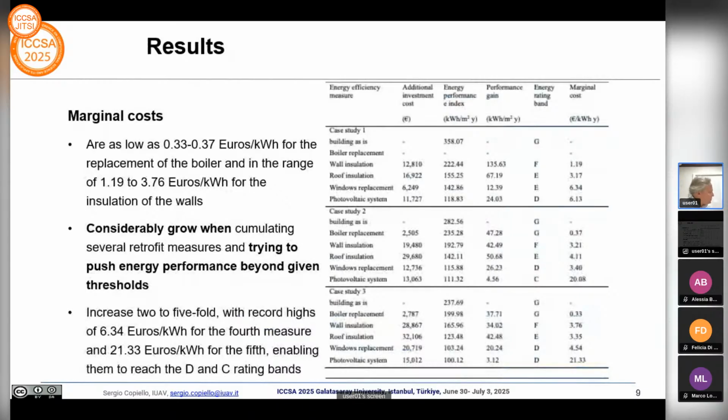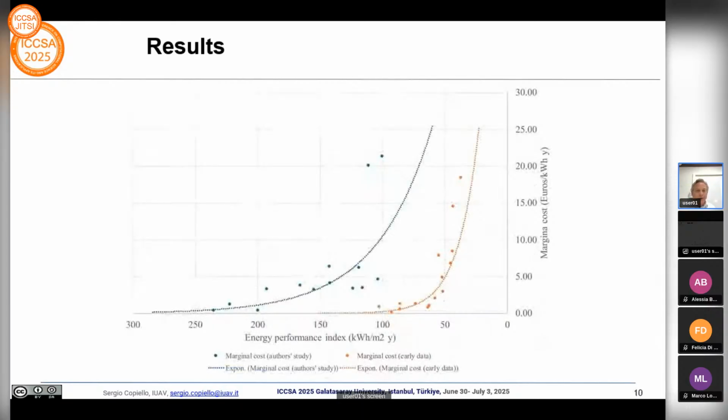It's a bit difficult to see, but then there is a diagram that is much more meaningful in my opinion. Here you see anyway all the data we gathered about the additional investment cost, and then the energy performance index, so we can identify the changes in the energy performance index. You see in the third column, the so-called performance gain, the corresponding energy rating band. So you can see that by going on with additional retrofit actions, we were able to move the 3 case studies from the G rating band to the C or D energy rating band, and associated to them the related marginal cost.